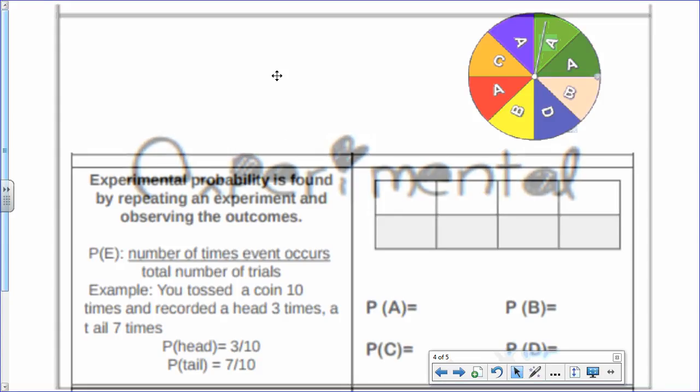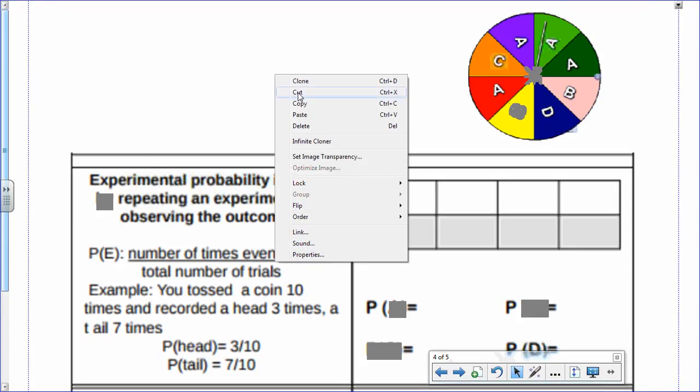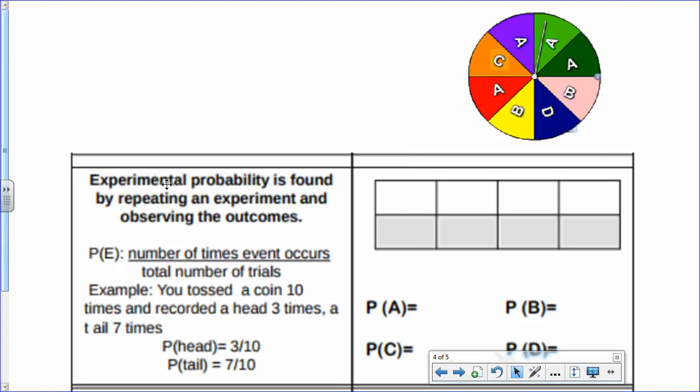So experimental probability is found by repeating an experiment and observing the outcomes.